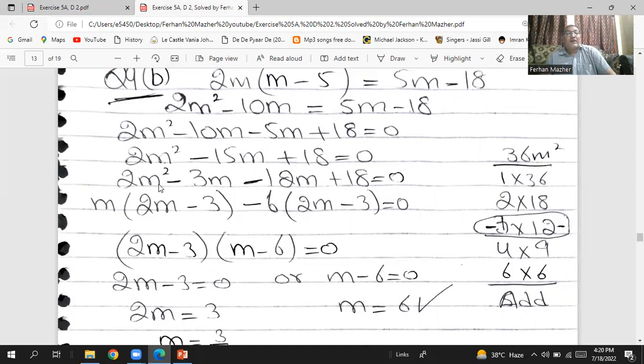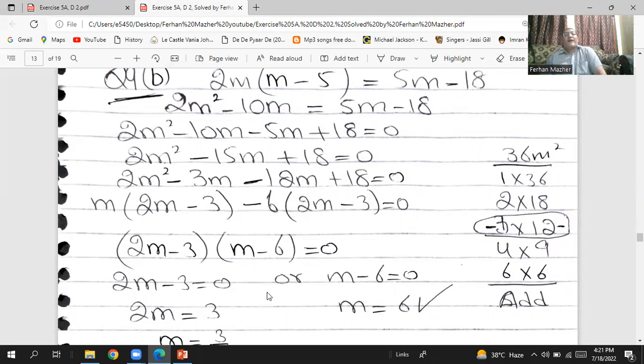From the first two terms, you can see the m is common, so we will take the m common. And so in the bracket, you are left with 2m minus 3. From the last two terms, I will take minus 6 common. And in the bracket, you are left with 2m minus 3, equals to 0. Bracket closed and equals 0. So now in this term and in this term, the bracket 2m minus 3 is common. From here, m, and from here, minus 6 will come in the second bracket equals to 0.